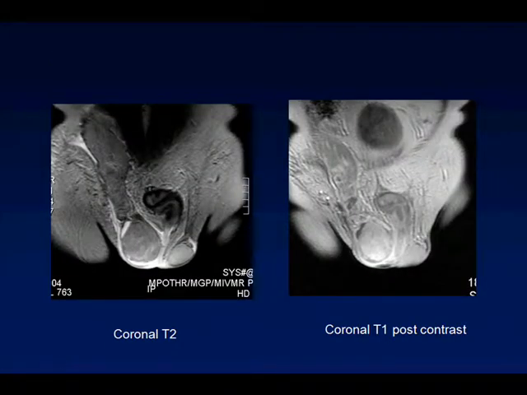Okay, and this is just a case of lymphoma where on MRI you can show the extent of the disease, infiltration of the right testes with grossly enlarged spermatic cord right in there, and showing contrast enhancement.